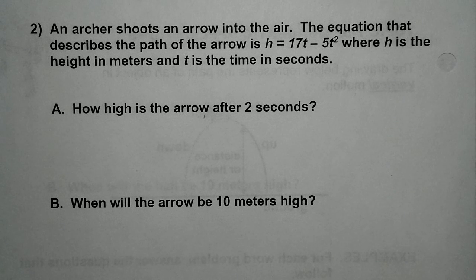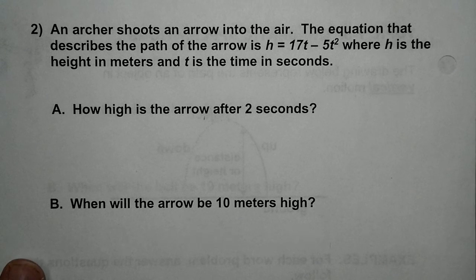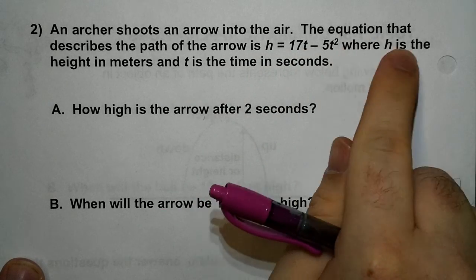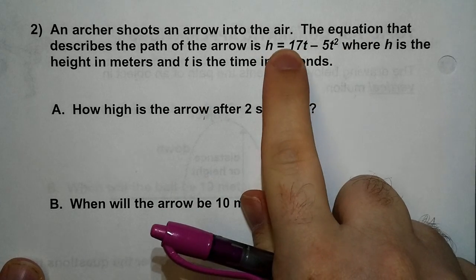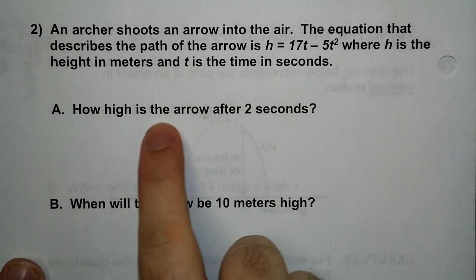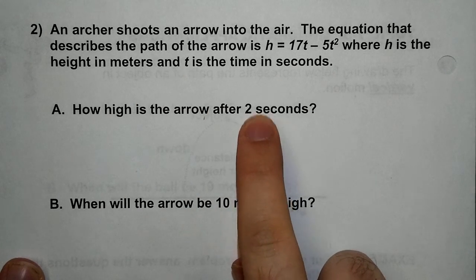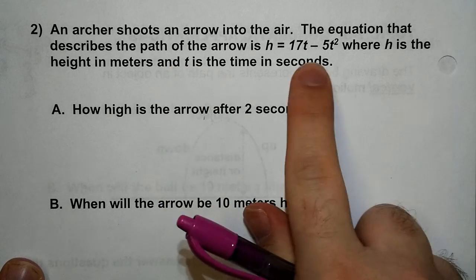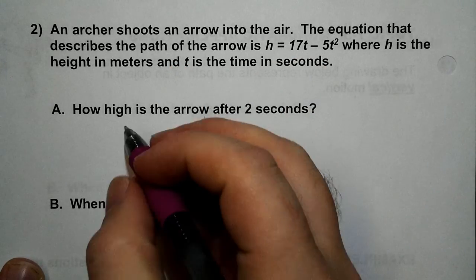All right, and the next example says an archer shoots an arrow into the air. The equation describes the path of the arrow. h equals 17t minus 5t squared, where h is the height and t is the time. How high is the arrow after 2 seconds? Well, t is the time, so all we have to do is plug in 2 for t.